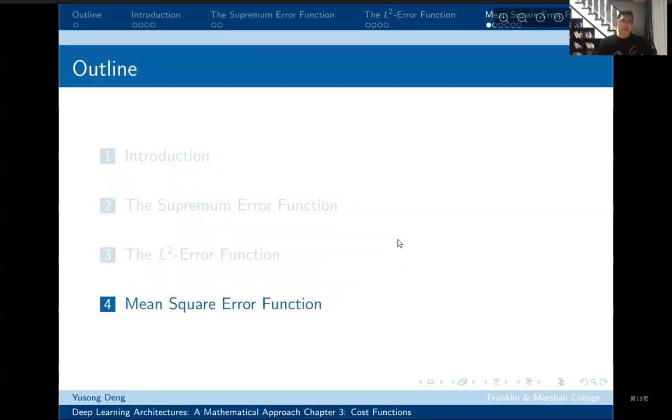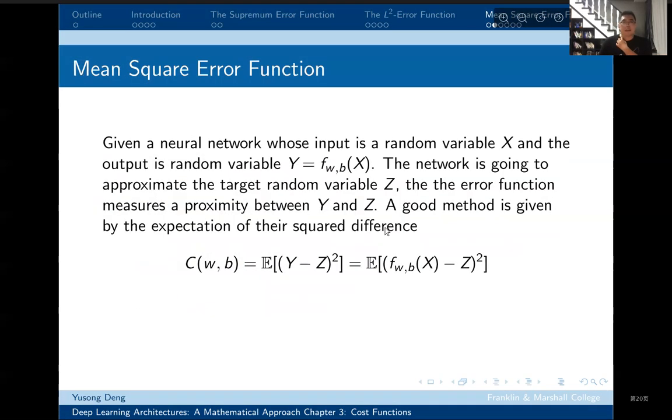All right. The next part, the mean square error function, the MSE, is really famous. I think most students majoring in computer science and mathematics, when they deal with statistics, will meet the mean square error a lot of the time. So let's begin.